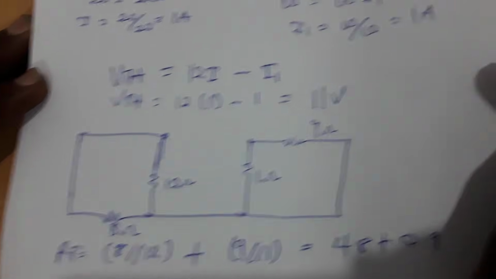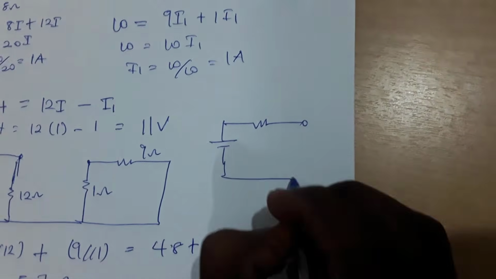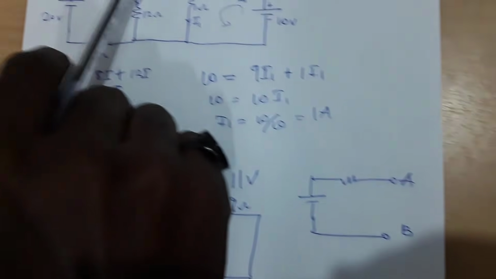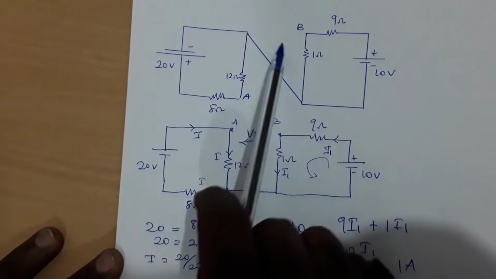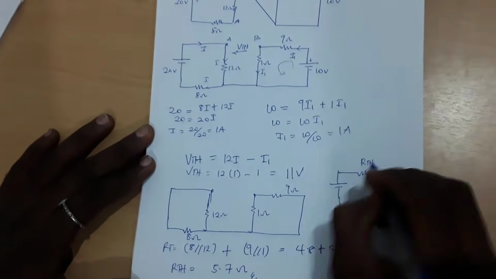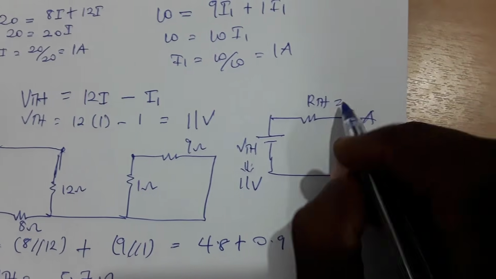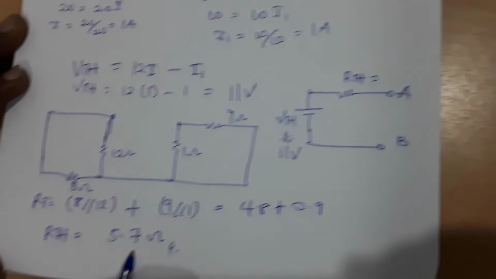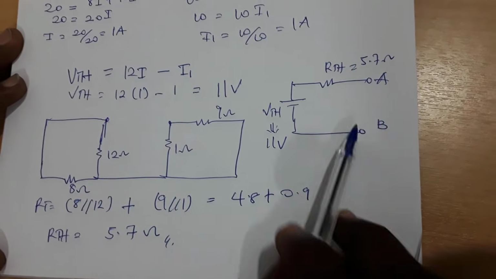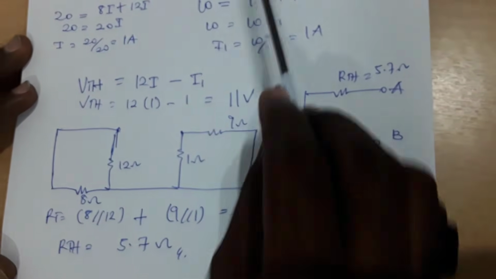So the equivalent circuit will look like this. You have VTH over here, RTH, and the terminal. This is the terminal AB, if you remember from here. Even from here you can see the AB. So this will be our RTH and this will be our VTH. We know the value of VTH already, which is 11 volts, and the RTH, which is 5.7 ohms. So this will be the Thevenin equivalent across the terminal AB for this particular question.